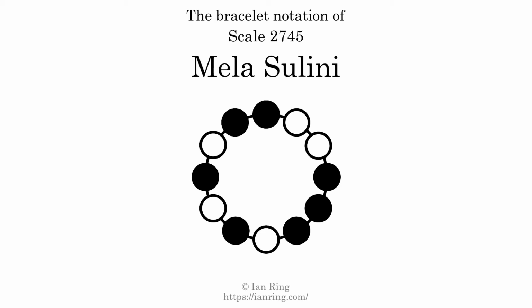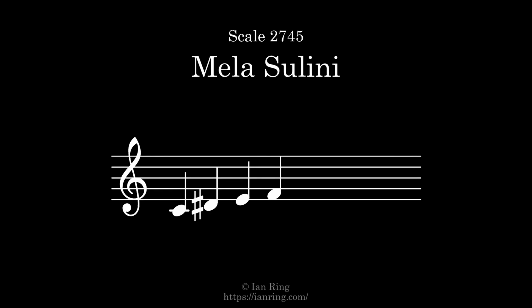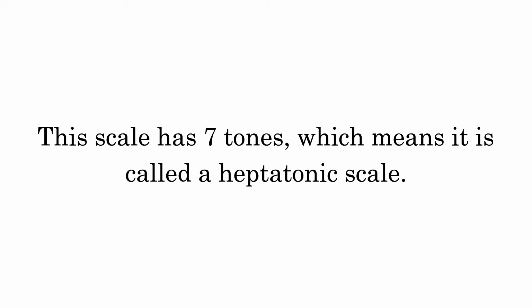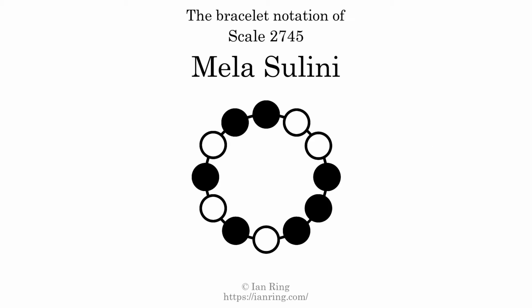2745, Mela Sulini, which sounds like this. This scale has 7 tones, which means it is called a heptatonic scale. This is a bracelet notation diagram of scale 2745. The shaded circles represent tones that appear in the scale, and they are read clockwise, starting at the top.